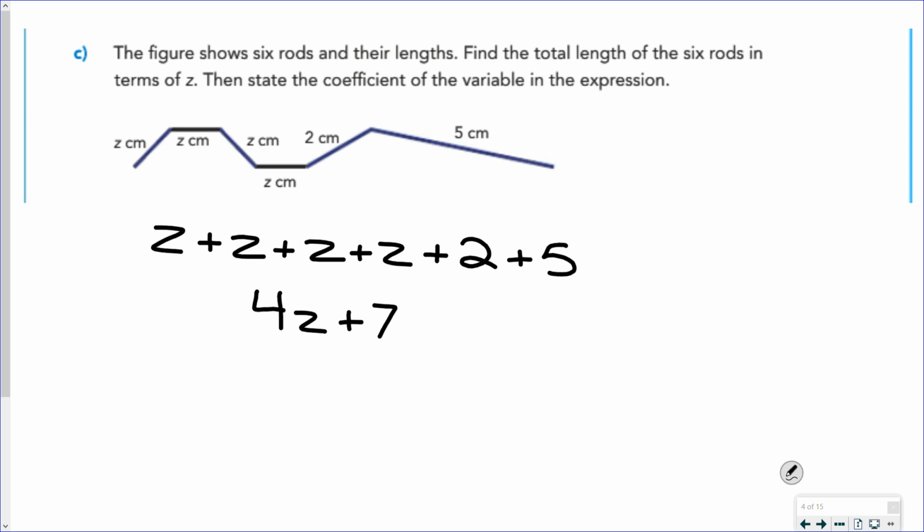Now the second part says, then state the coefficient of the variable in the expression. In this case, our coefficient is 4. The coefficient goes with the variable. Now the 7 does have a special name as well: a number like 7 is known as the constant.